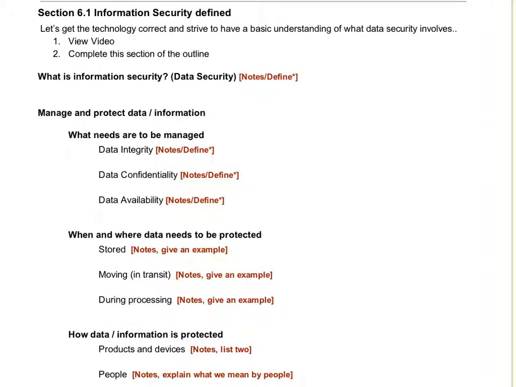Information security defined. Let's take a look at this whole idea of data security. We often use the word data assurance. People need to be assured that when they supply data to somebody, that data is secured.